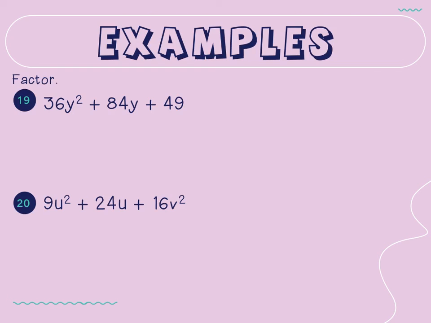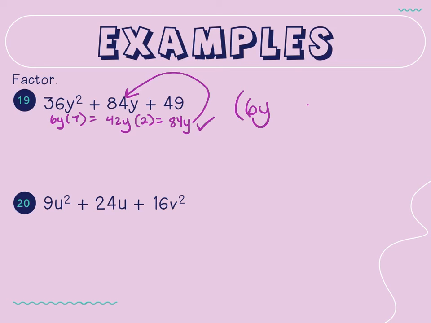All right, so the test on 19: square root the first term, and I get 6y. Square root the last term, I get 7. Multiply those together, I get 42y. Double it, and I get 84y. Matches the middle term, so I know it's a perfect square trinomial. Square root the first term, square root the last term, take the sign from the middle, put it in parentheses, and square it. Questions on that one?